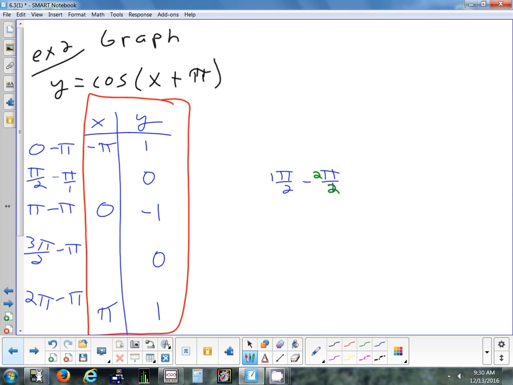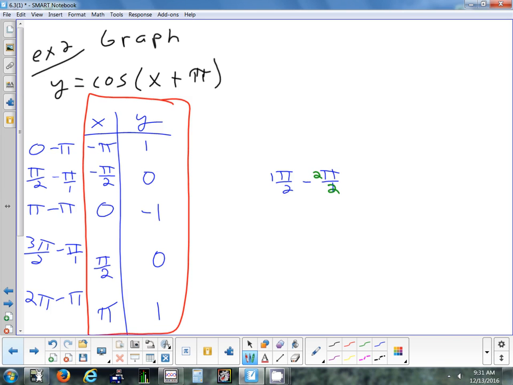Over 2. Yep. Negative pi over 2. Now, does anybody see the last one? Or the fourth one, I guess? Yeah, what's halfway between 0 and pi? Pi over 2. If you don't want to try to find the pattern that way, do the arithmetic again, and you'll get the same answer.